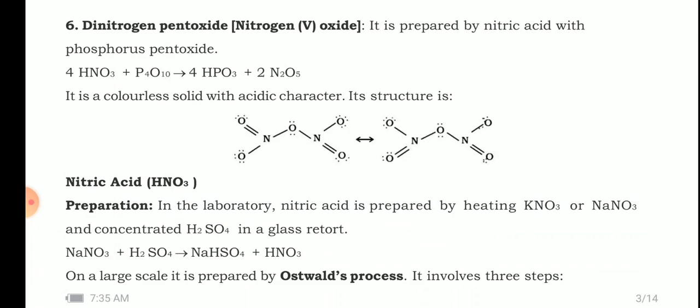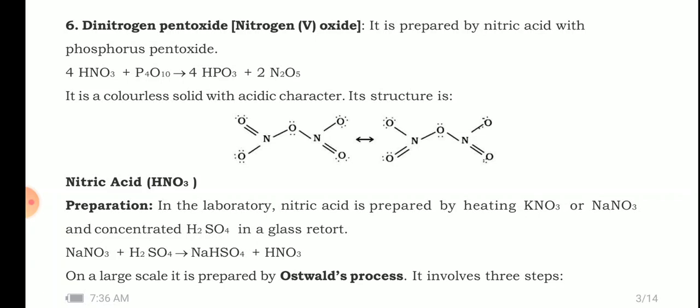Next, the sixth type of nitrogen oxide is dinitrogen pentaoxide, which has the formula N2O5. It is prepared by treating nitric acid with phosphorus pentaoxide. So when nitric acid is treated with phosphorus pentaoxide, it forms HPO3 plus dinitrogen pentaoxide. It is a colorless solid with acidic character, and its structure is given. So that was all about the different types of oxides of nitrogen.